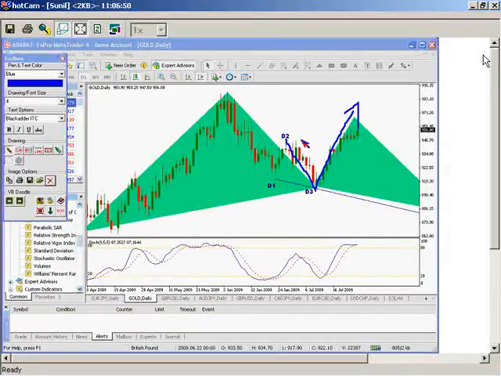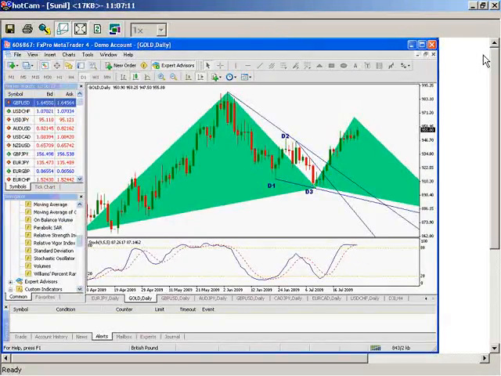You can just plot your trend lines and you can enter on the break of a trend line. Let's say you're keeping it very, very straight and simple, and you enter on the first bar which closes above the trend line. Right? So you have this bar which has closed above the trend line. You enter on the open of the next bar. This is where your entry is going to be.